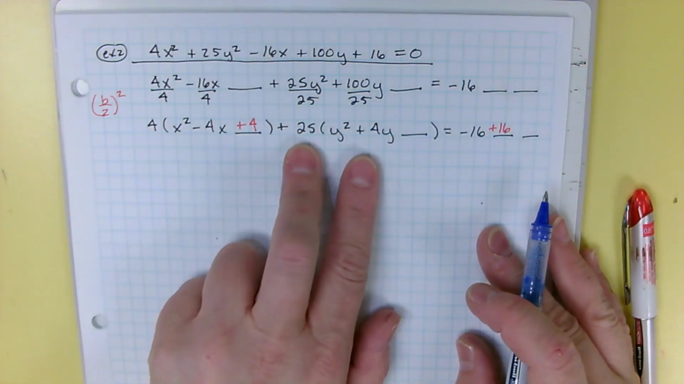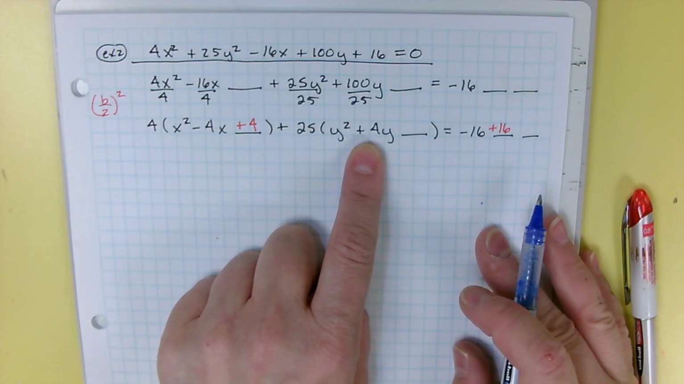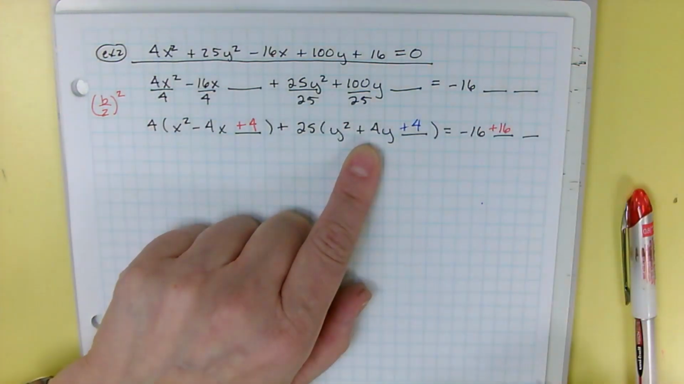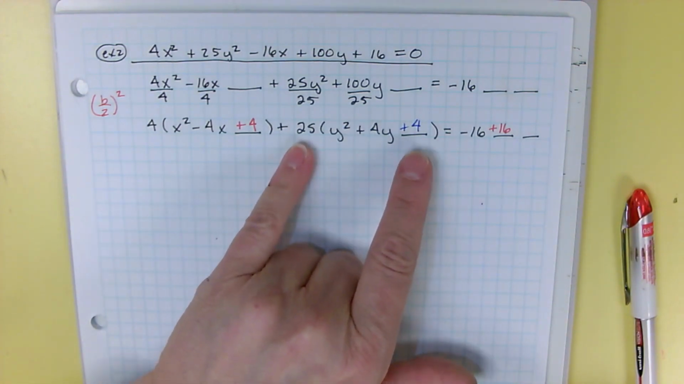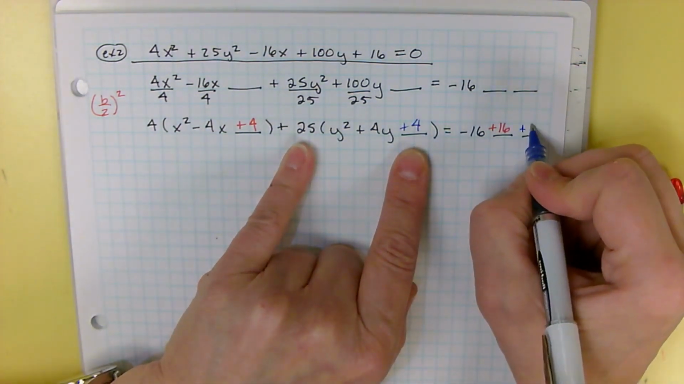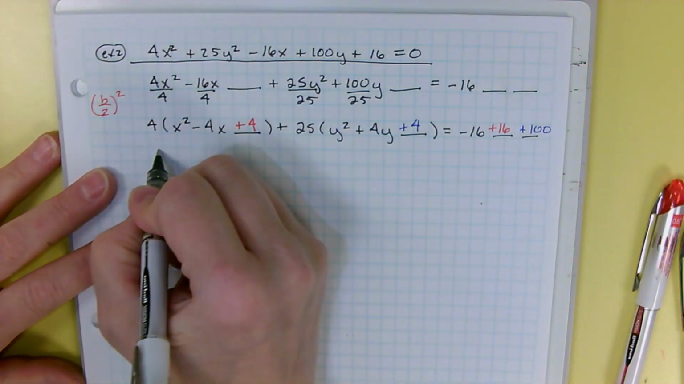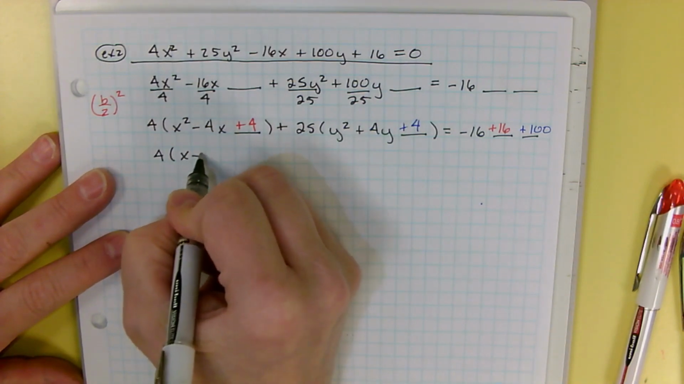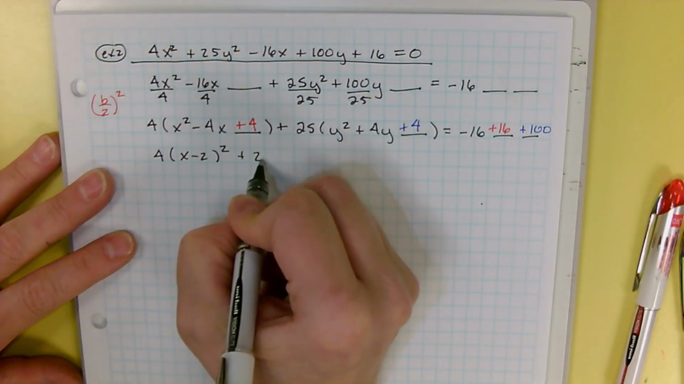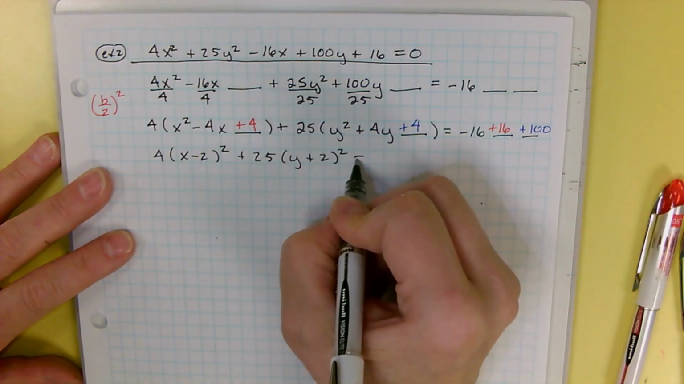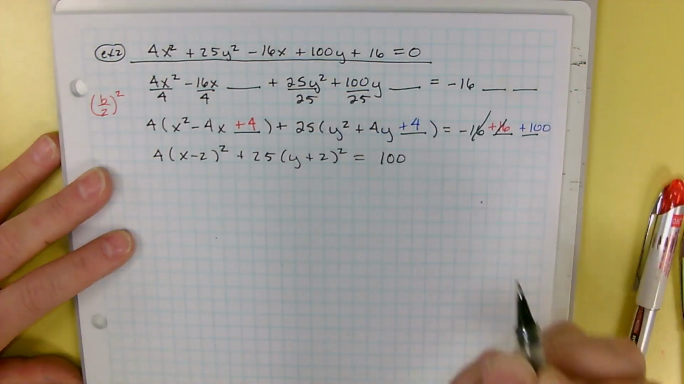Okay, now the y's. 4 divided by 2 is 2. 2 squared is 4, so I'm going to add 4. And then because I just added 4 times 25, I'm going to add 100 to keep the left and the right equal. All right, now we complete the square. So 4 times (x minus 2) squared plus 25 times (y plus 2) squared equals 100.